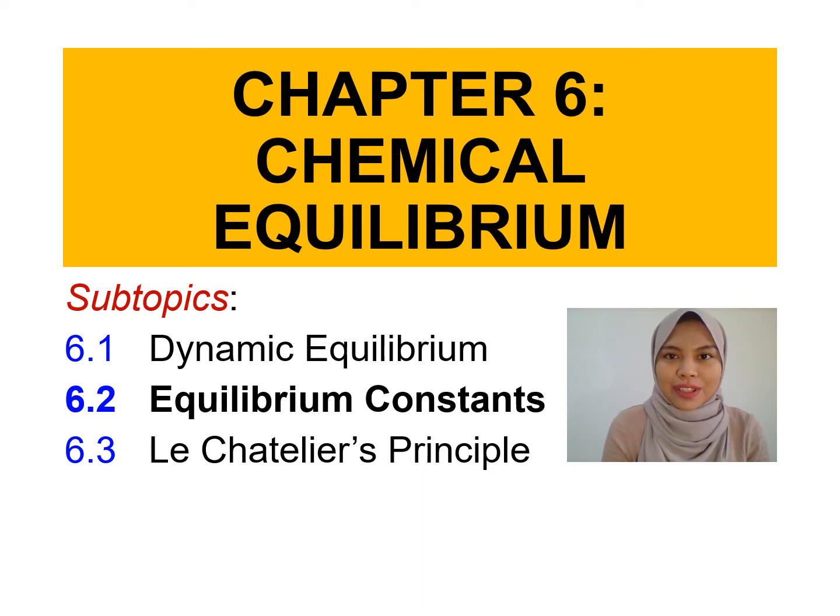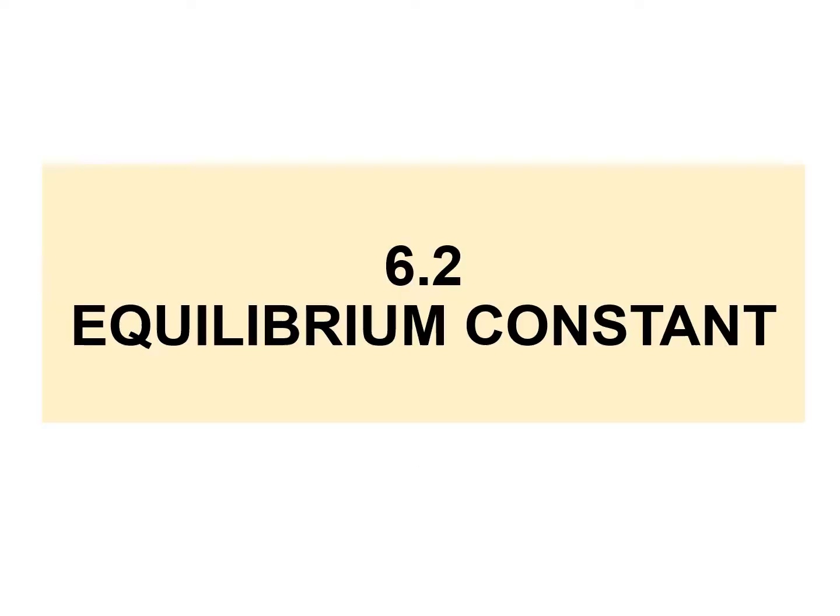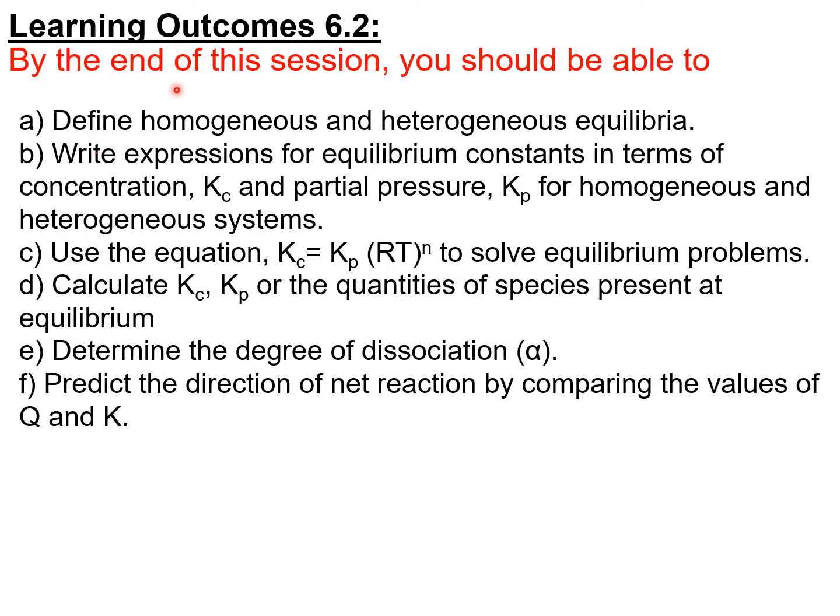Alright, so let's move on to subtopic 6.2, which is about equilibrium constants. So here are the learning outcomes for 6.2. By the end of the lesson, you should know how to define homogeneous and heterogeneous equilibria, and write expressions for equilibrium constants in terms of concentration, Kc, and pressure, Kp, for homogeneous and heterogeneous systems.